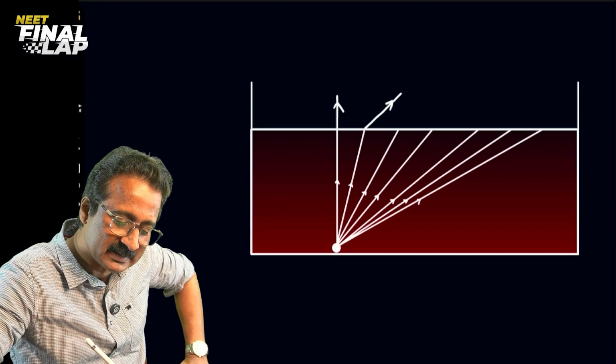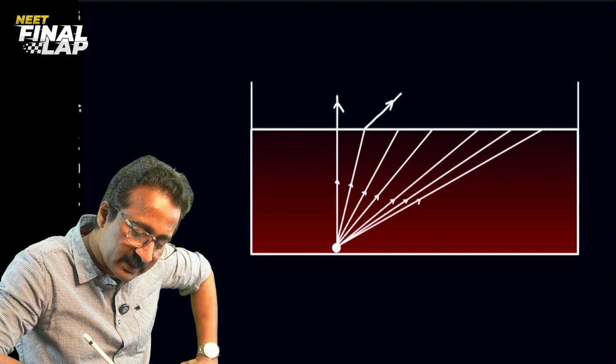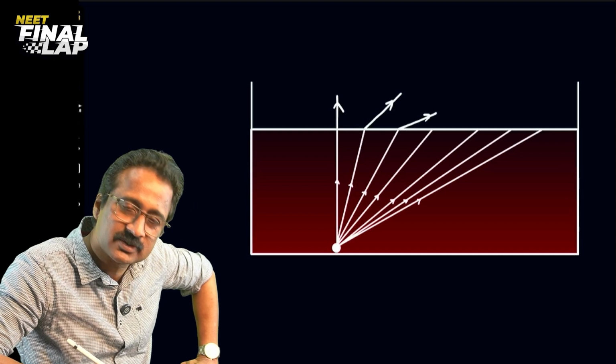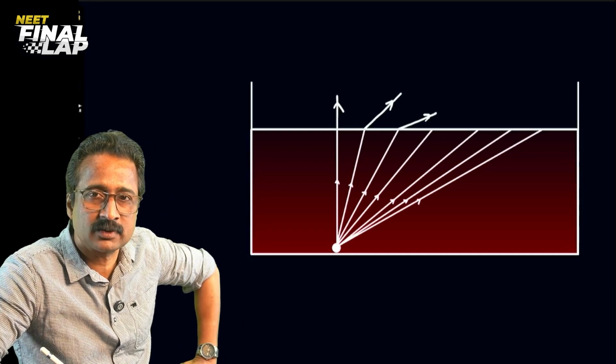And you will see that the light ray is bending away from the normal. Now the next light ray is likely to bend more like this. So you'll see that as the angle of incidence is increasing, the angle of refraction also increases.